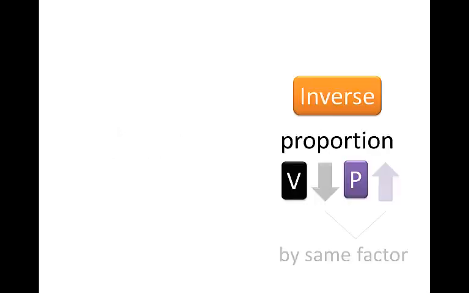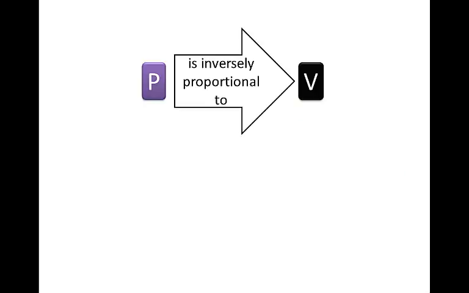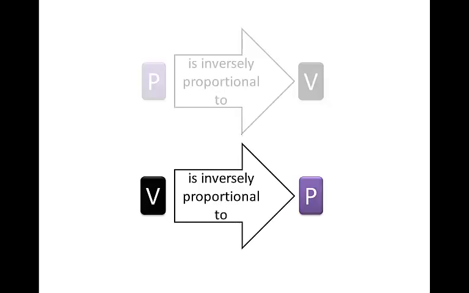So we've seen that pressure and volume are inversely proportional to one another. Decrease one and the other increases by the same factor. So we can say pressure is inversely proportional to volume. But remember, pressure and volume are unusual in that they both cause the other one. So there's a two-way relationship. Not all variables are like that. So volume is also inversely proportional to pressure.